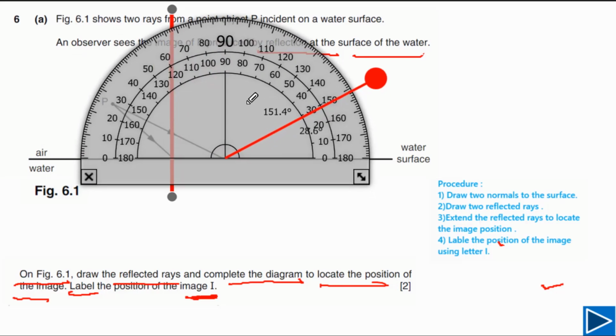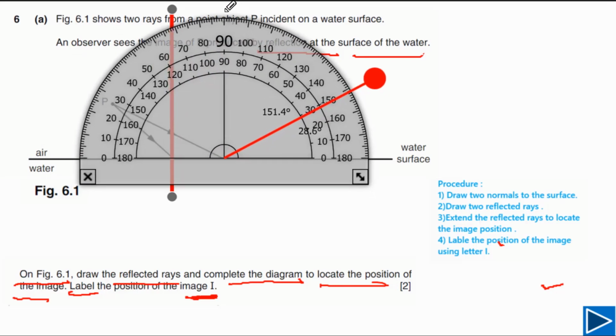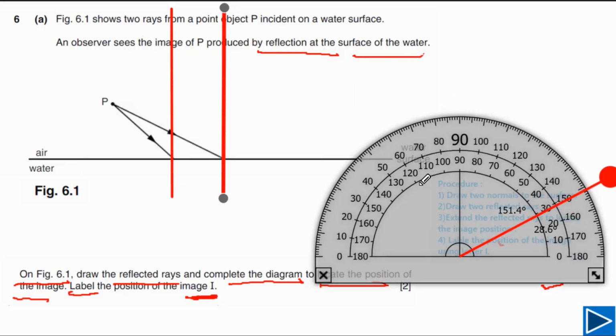Let's draw the second normal. We can draw the second normal at this point. So this is our second normal. As the normal, it has to be a dotted line, and there is no need to draw it too long, we can make it a little bit shorter. So these are two normal lines.